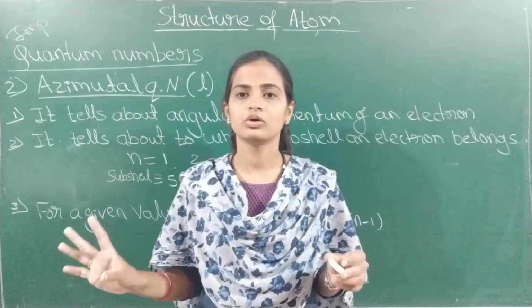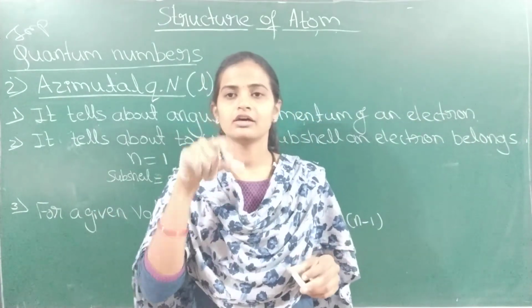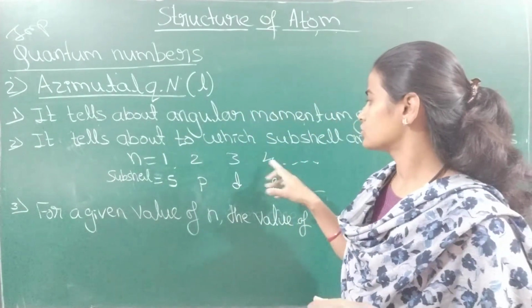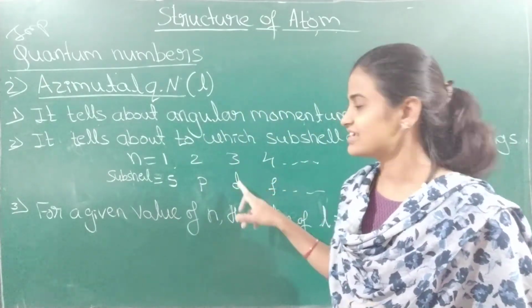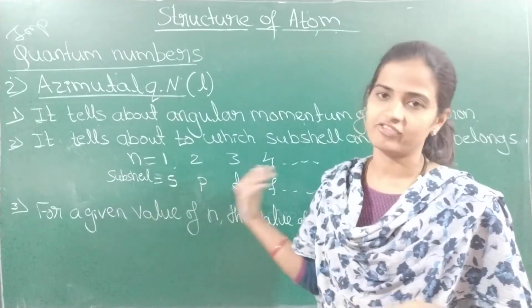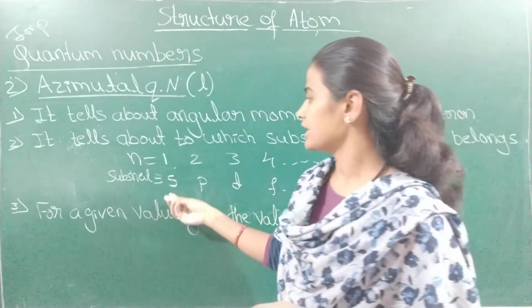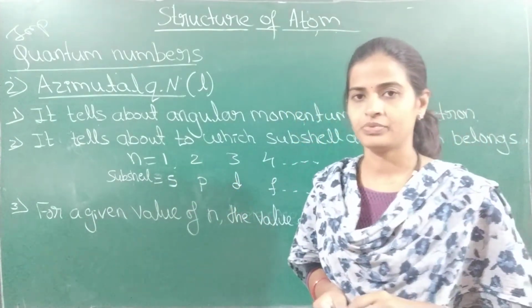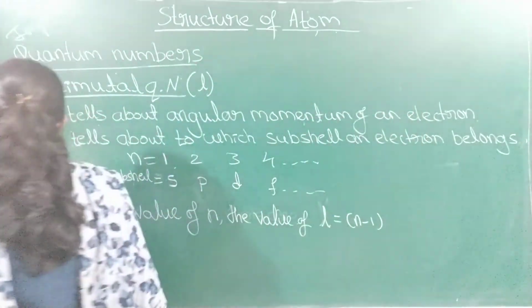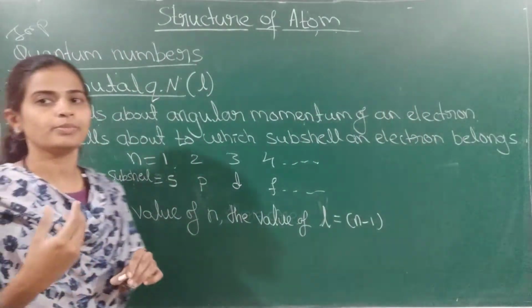If n is equal to 2, which subshell is it? p. If n is equal to 3, which subshell is it? d. n is equal to 4, f. Like this you should know. Yes, n is equal to 1, s subshell. Got it? It gives the information to which subshell an electron belongs.